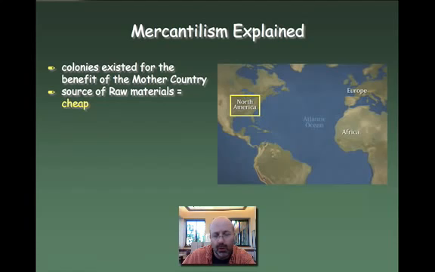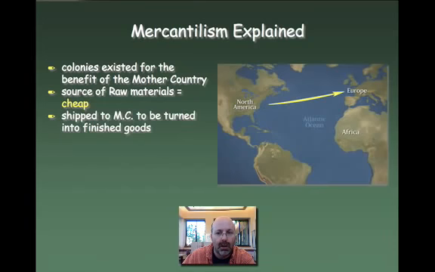Might be trees. We'll use trees as an example, actually. Let's say trees, wood. There's not a lot of wood left in Europe at this point. They've cut down all their trees, so they go to North America. There are trees everywhere, so they start to cut down trees and ship them back to Europe. Pretty cheap, pretty inexpensive. Now, they ship those back to the mother country to be turned into finished goods.